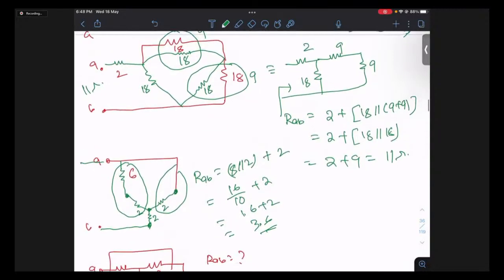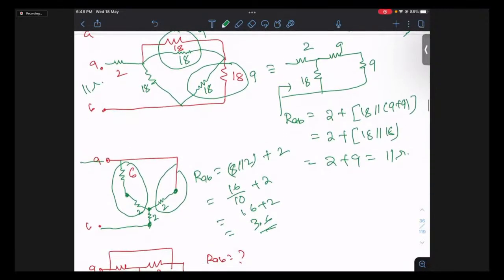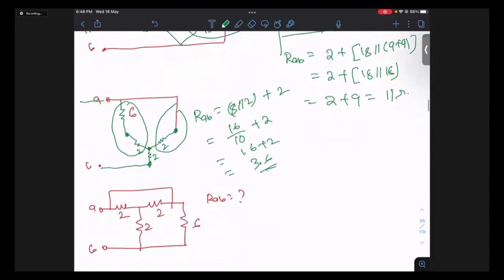Because I'm using a smart board, I'm able to edit in this one only. But you being a student, please draw separate circuits. Okay, so the answer is 3.6. In the same way, here I can have the delta. I can have the delta like this.